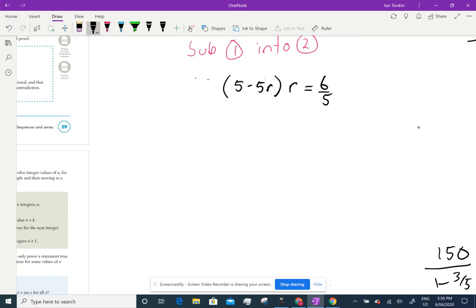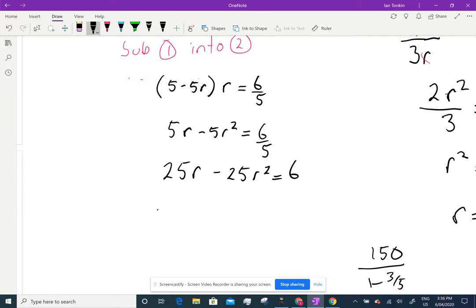So here I get 5R minus 5R squared equals 6 on 5. I'm going to multiply that 5 across, so 25R minus 25R squared equals 6. I'm going to take everything over the other side, or just multiply by negative 1: 25R squared minus 25R, if I take it over, plus 6 equals 0. So this is going to be hard. I wonder if I'm going to have to use the quadratic formula.